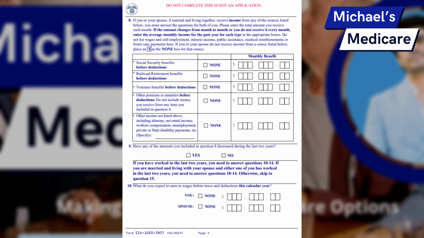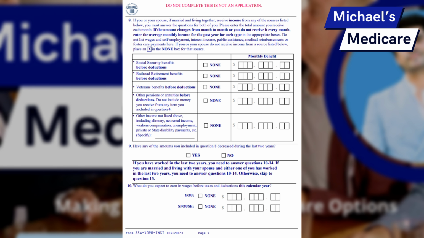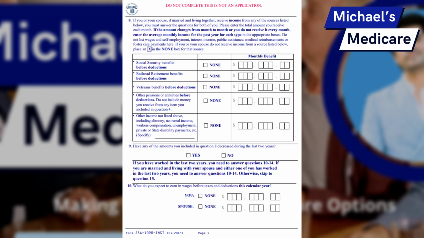Next up, number 8. If you or your spouse, if married and living together, receive income from any other sources listed below, you must answer the questions for both of you. Please enter the total amount you received each month.